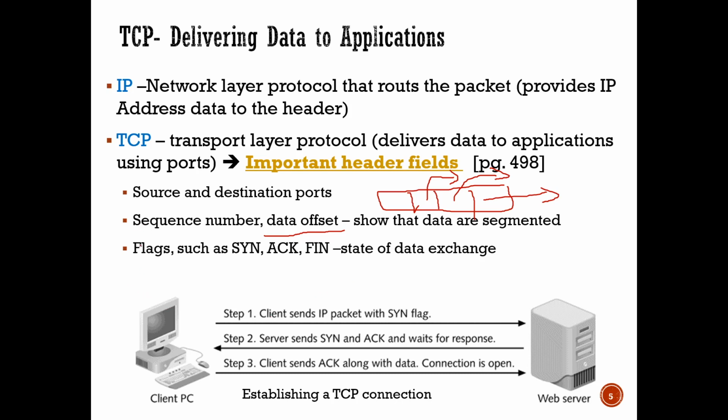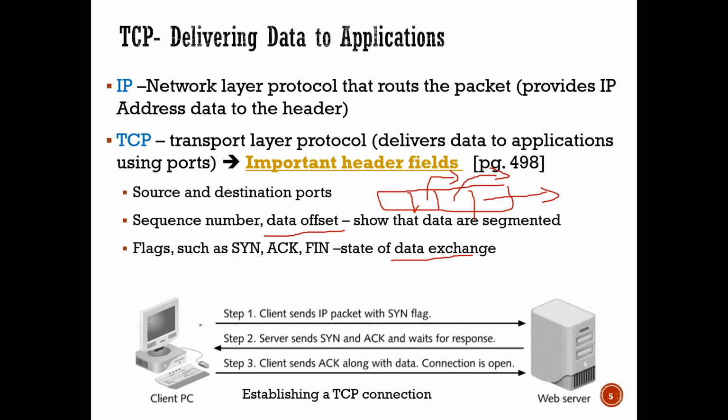Flags can also be used here in TCP. These flags are such as synchronize, acknowledge, and finish, and they identify the state of the data exchange. How a TCP connection is established is also important, and this diagram you will need to understand well. It is very easy.